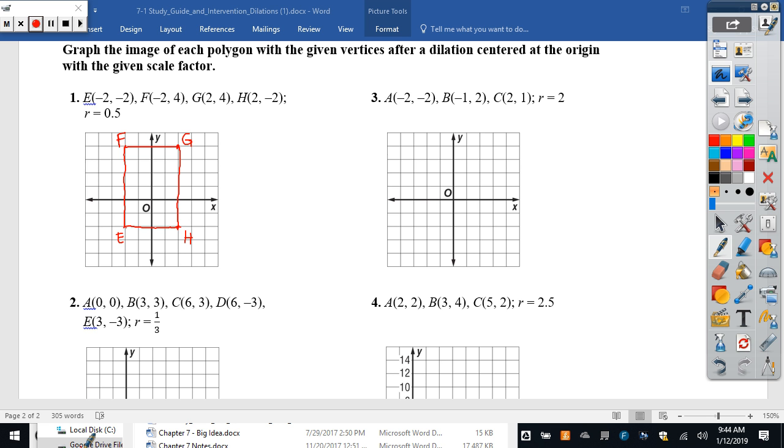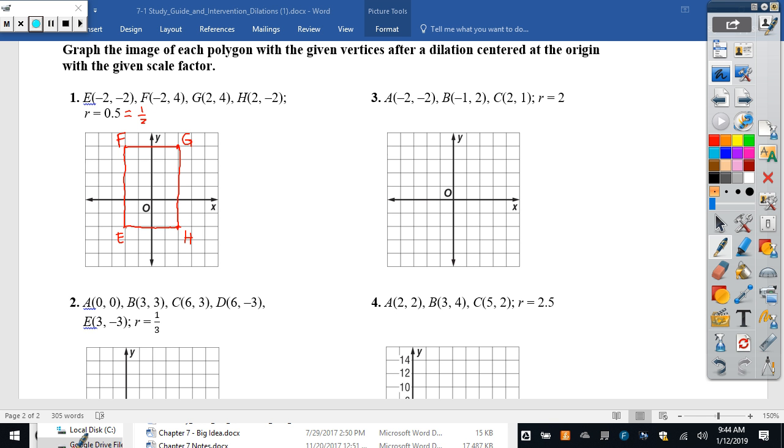Okay. And actually we can clarify, this is a 4 by 6 rectangle, 4 on this side, 6 on this side. And we're going to go ahead and apply the R value of 0.5. Now you should be thinking that's less than 1. So we're going to decrease the size of the shape. We're going to make it half as big. Okay?